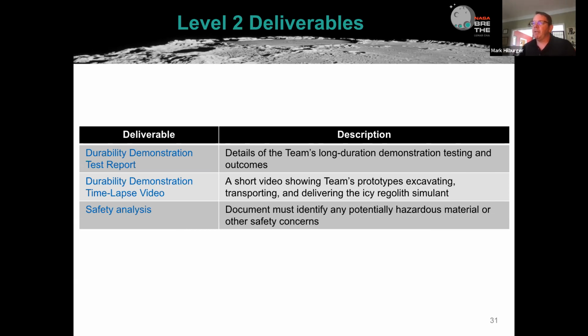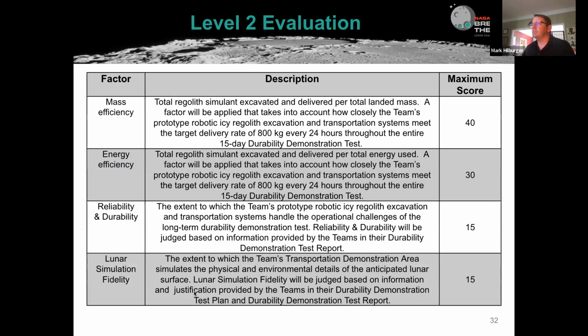And the final deliverable being a safety analysis, where teams must identify any potentially hazardous material or other safety concerns associated with their system or demonstration test. Next slide, please.